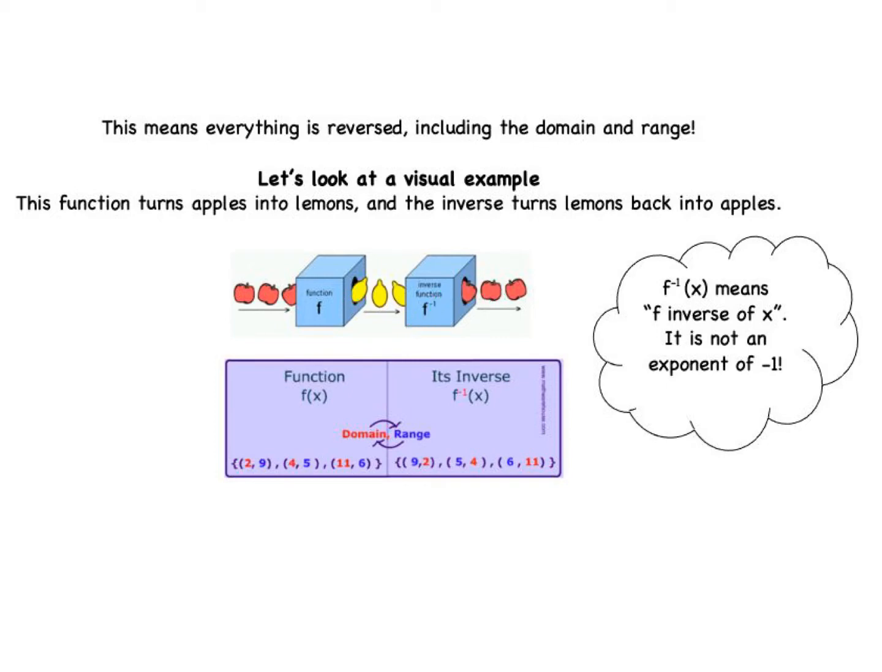Okay, so let's get some notation. This right here looks like f to the negative first, but that's not what it means. This is read as f inverse of x. It's not an exponent of -1. So as I was just saying to you, the domain and the range are going to flip-flop.